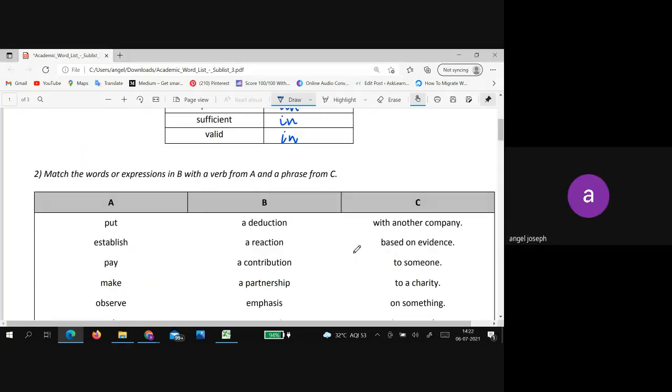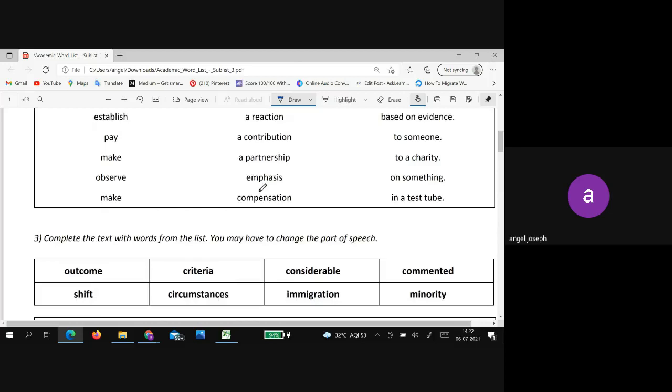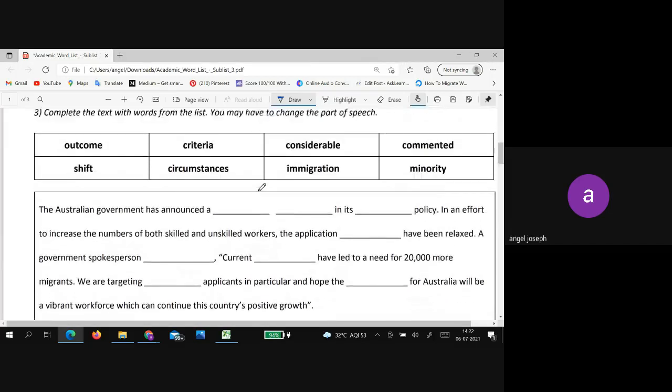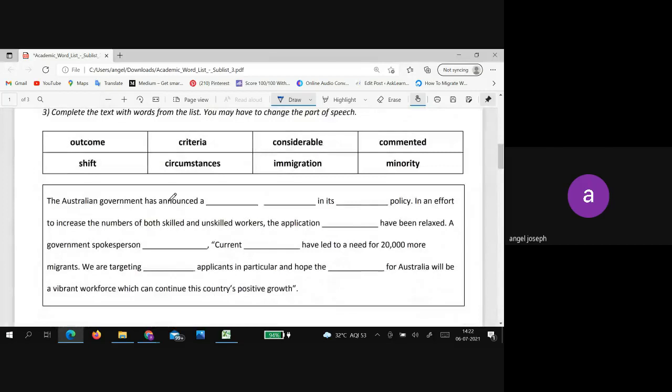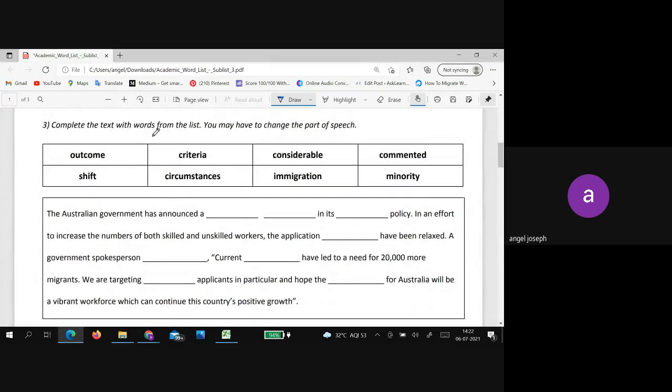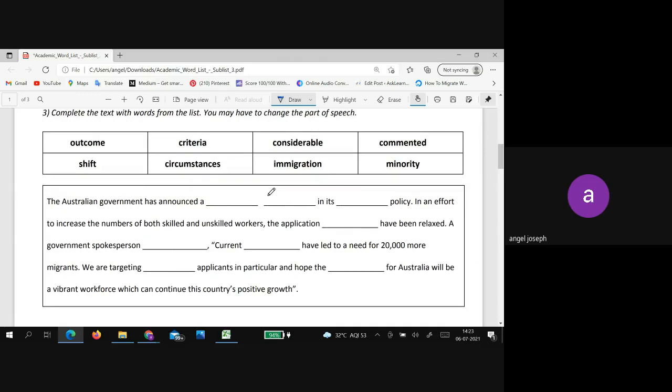Okay, so let's go on to the next one. Number 3. Complete the text with the words from the list. You may have to again change the part of speech. You have to make some changes to these words which are already there, just like we did yesterday. So let's do the first one. The Australian government has announced a dash in its dash policy.